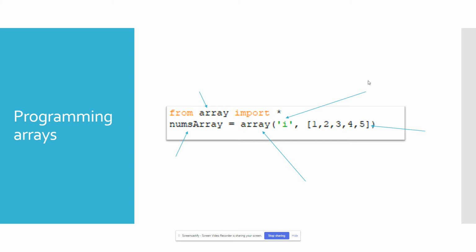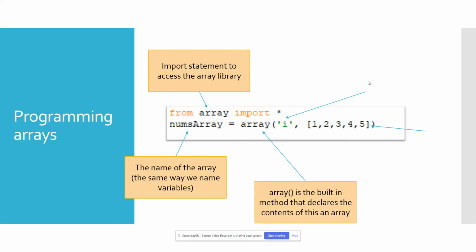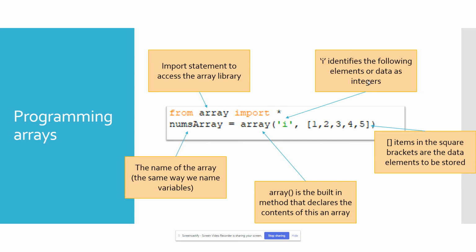So this is how the syntax looks if you did want to use an array. We need to do our import statement, and that allows us to access the array library. So this again is different from using a list. You then need to name the array in the same way that we would name a variable. Array and then open close brackets is a built-in method that declares the contents of an array. The I identifies the following elements or data as integers, and then of course those things in the square brackets are the data elements to be stored. And this is probably the bit we're the most familiar with because that looks very much like a list.